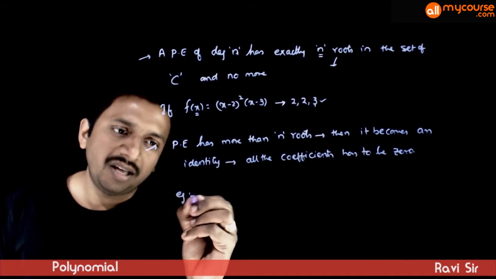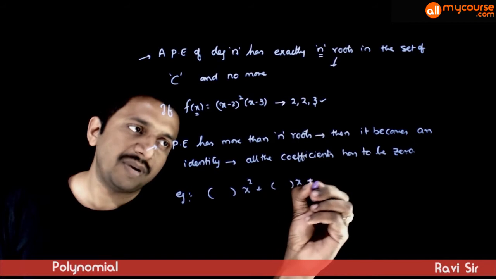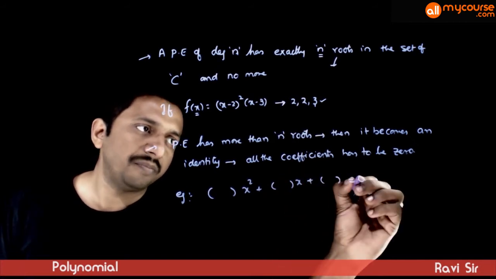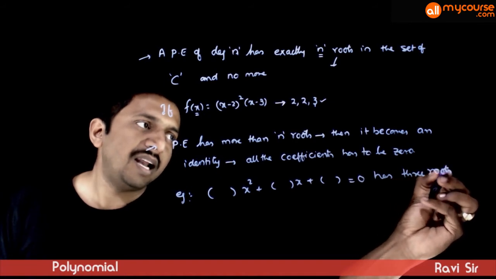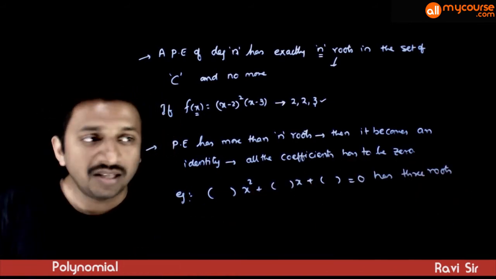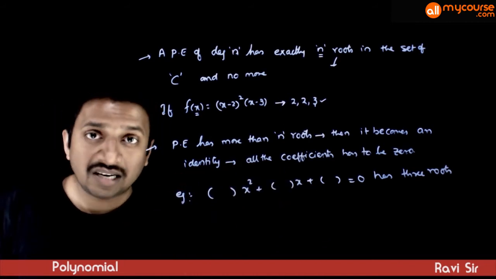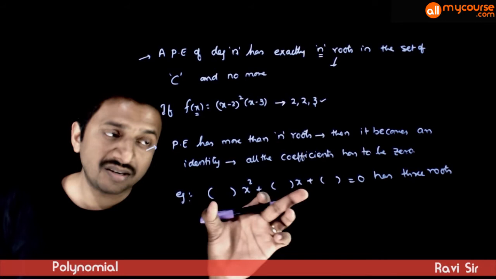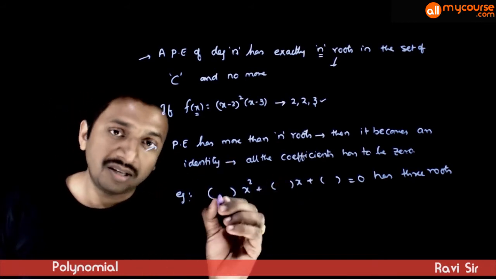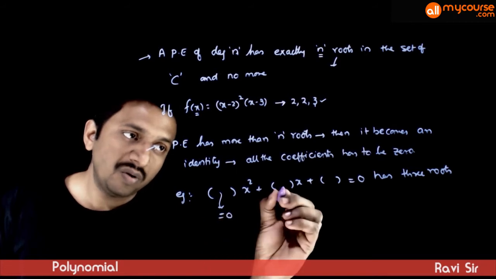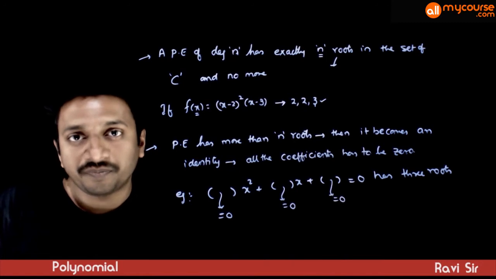For example, if some coefficient times x square plus some coefficient times x plus some coefficient is equal to 0 has 3 roots. So if someone claims that it has 3 roots, it means for 3 different numbers this equation is getting satisfied, then there is only one option: this has to be equal to 0, this also has to be equal to 0, this also has to be equal to 0.